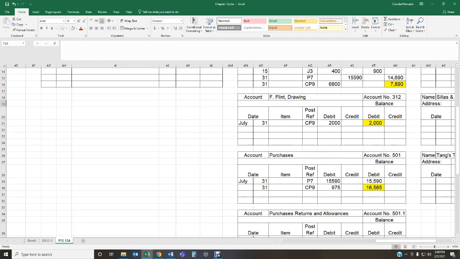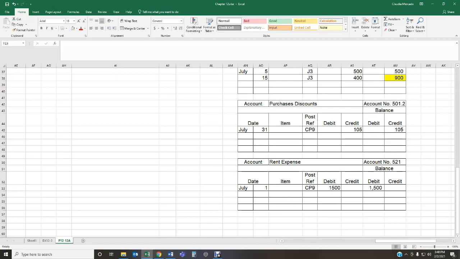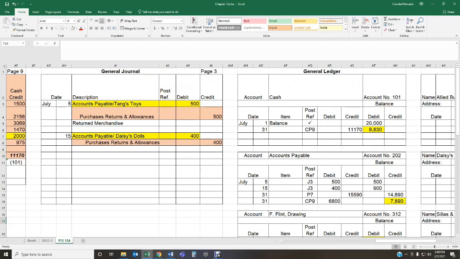I've identified the post reference. Now I'm going to go back and fill in the blanks for the journals I used, where I need to put the post reference. The post reference is a step a lot of students miss. You can wait till the end, or you can post them as you go. That is the proper way to do it, to post them as you go. I prefer to post them at the very end. Just don't forget that you need to post your post reference information. So let's enter that information from our general ledger into our general journal.